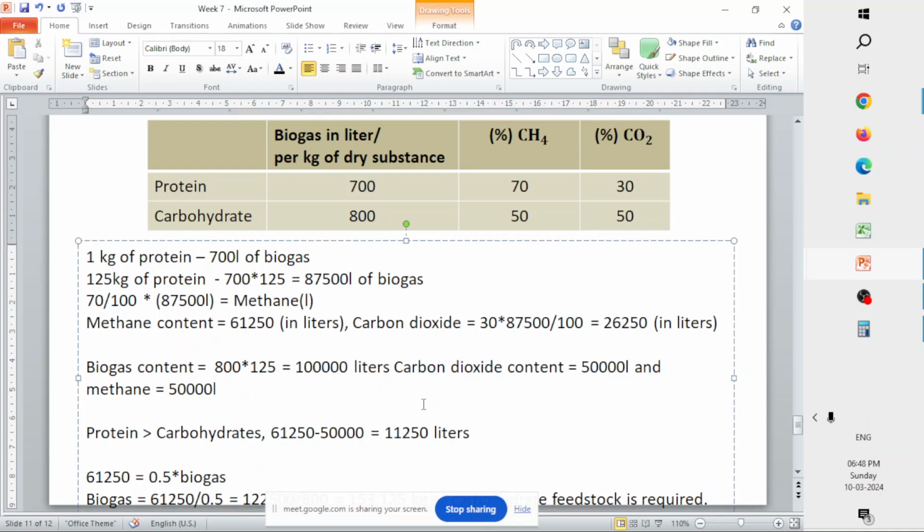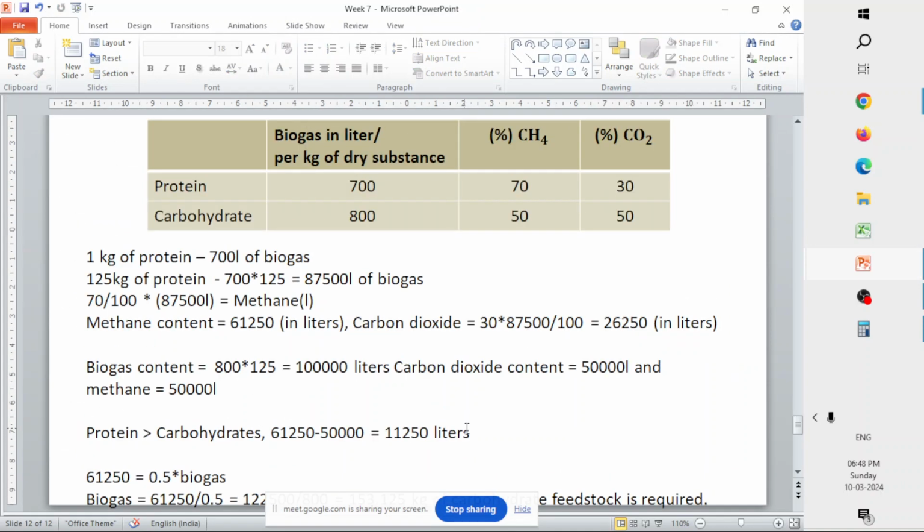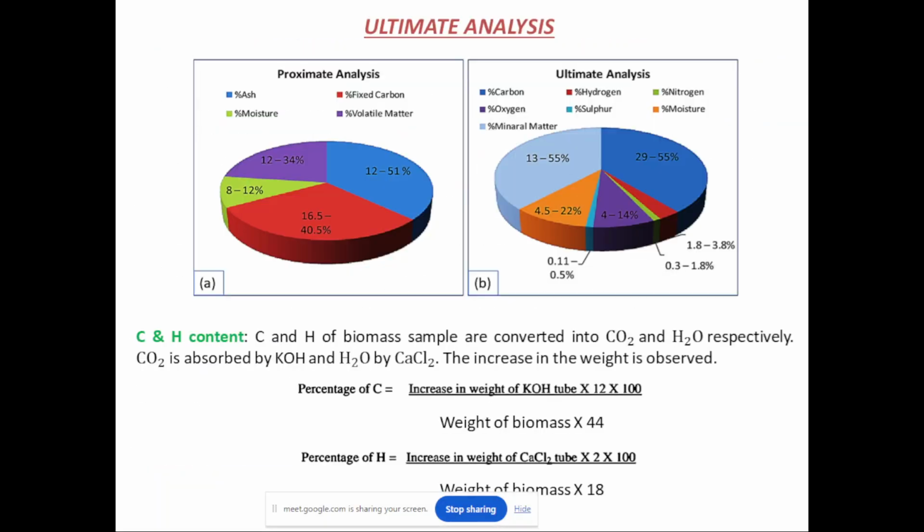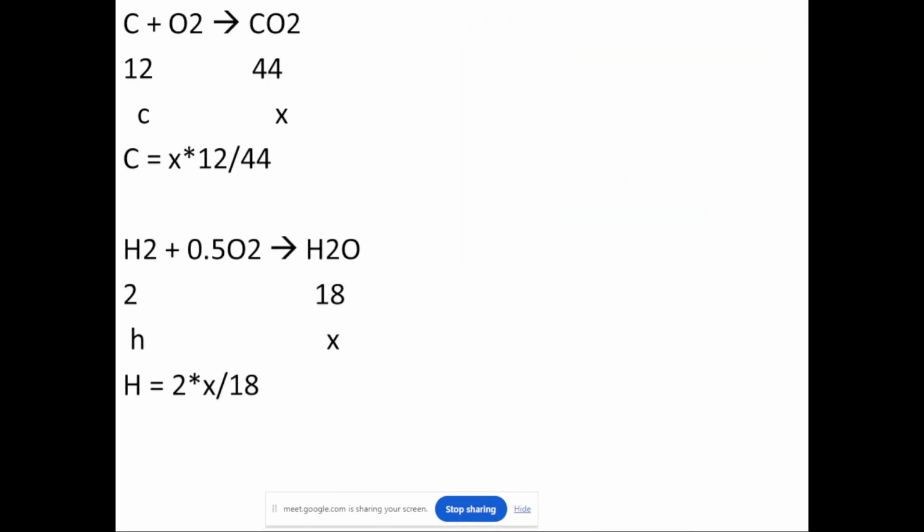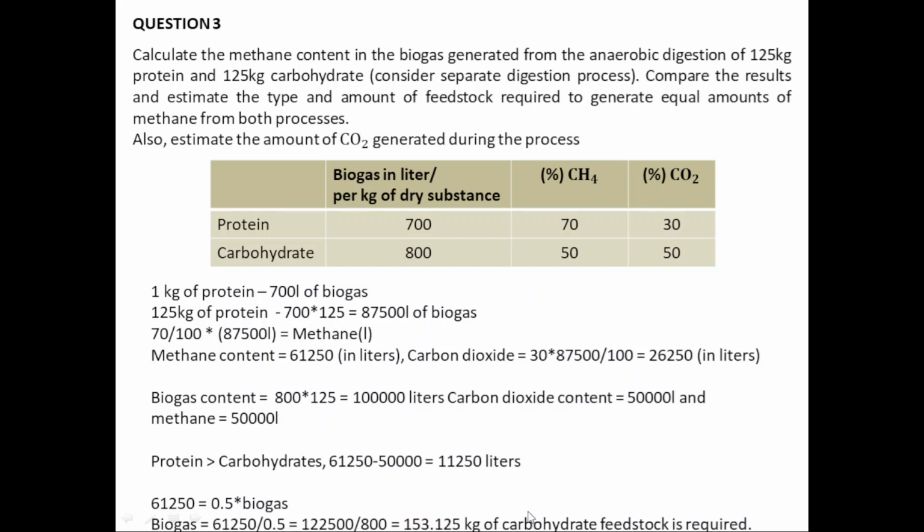So if you use 153.125 kg of carbohydrate feedstock, then you will be able to generate 61,250 liters of methane. Obviously, since more methane is getting generated with a lesser amount of feedstock, protein based feedstock is better for methane generation compared to carbohydrate.